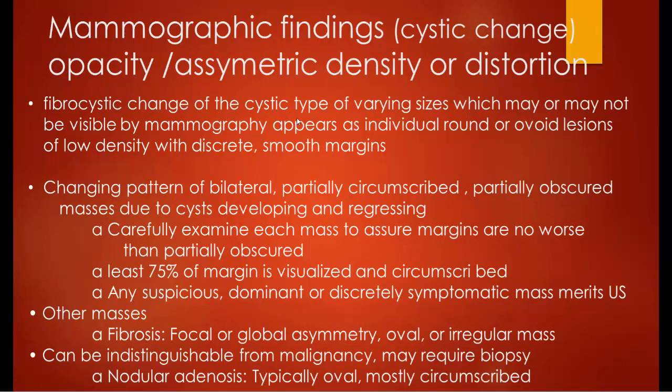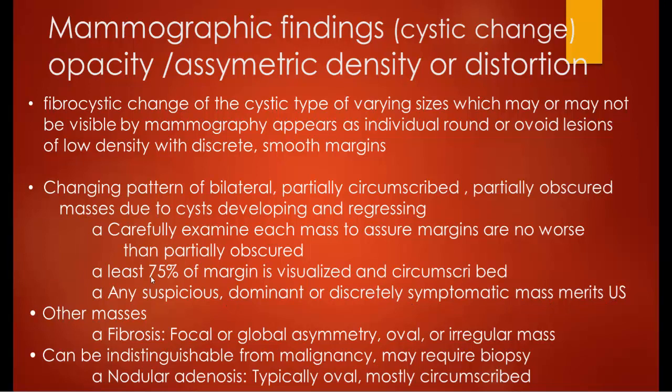Mammographic finding of cystic change is seen as opacity, asymmetric density, or distortion. Fibrocystic change of the cystic type, of varying size, which may or may not be visible by mammography, appears as an individual round or ovoid lesion of low density with smooth margins. There is a changing pattern of bilateral, partially circumscribed, partially obscured masses due to cysts developing and regressing. So carefully examine each mass to assure margins are no worse than partially obscured, at least 75% of the margin visualized and circumscribed. Any suspicious, dominant or symptomatic mass needs a dedicated ultrasound examination.